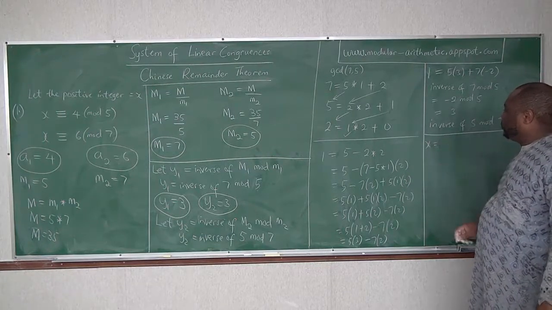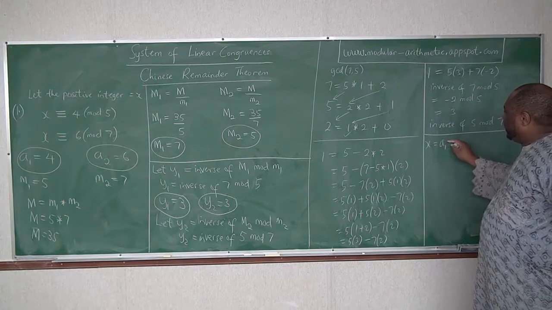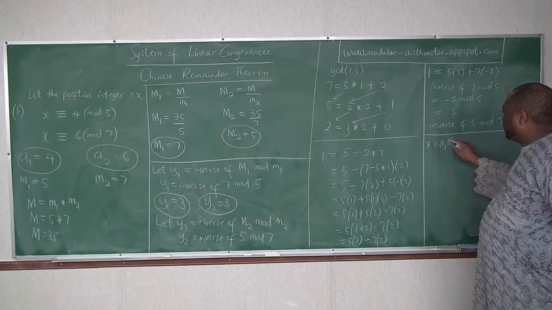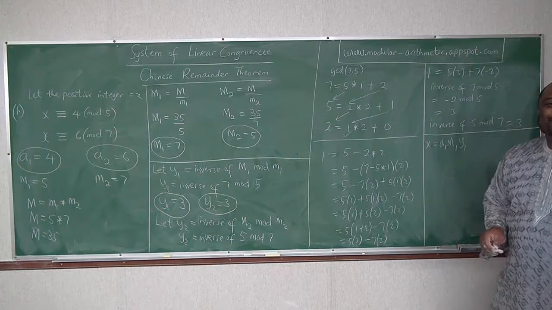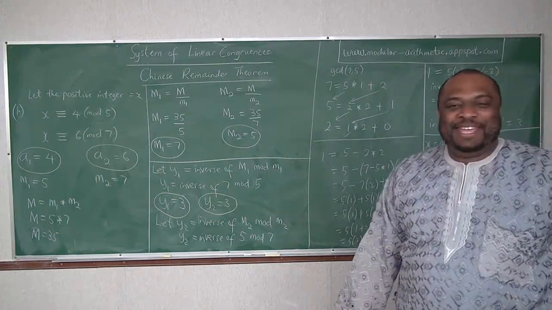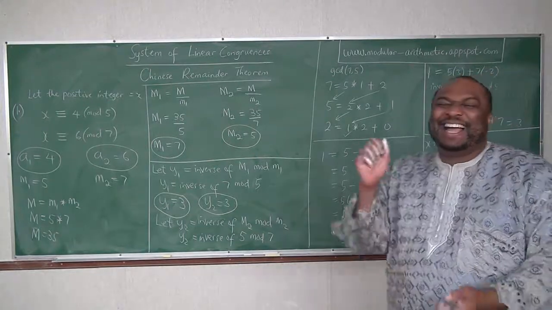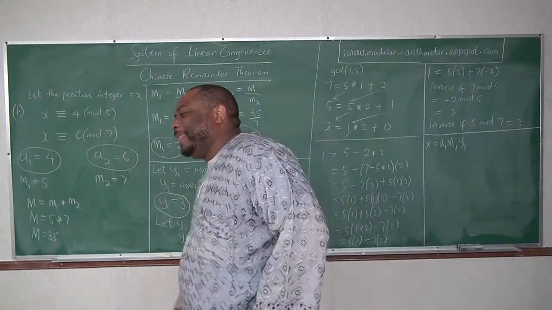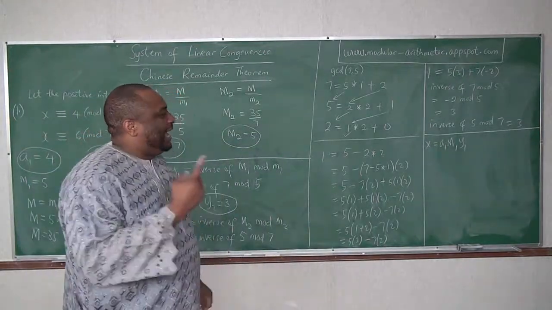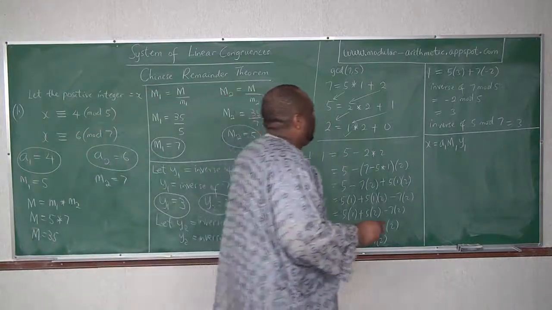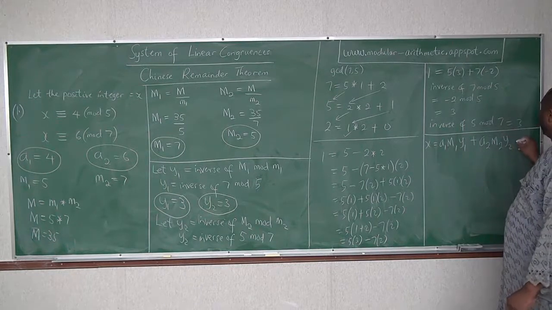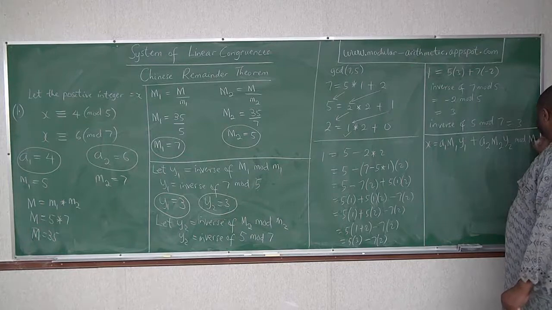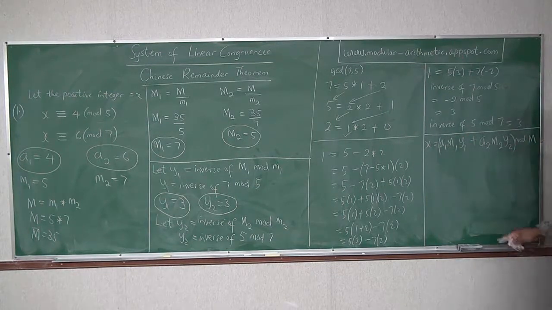Our x is equal to a1 M1 y1 plus a2 M2 y2, mod M. This is our formula here for x. Okay? That is our formula.